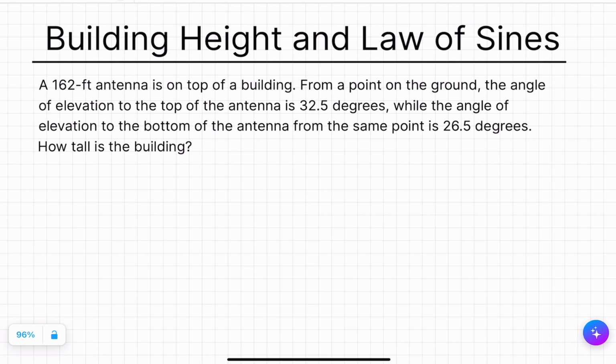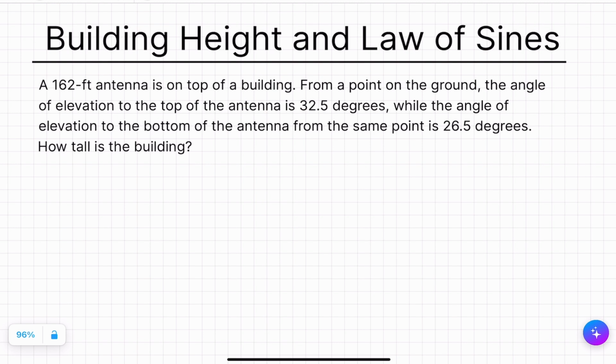Today, I'm using the law of sines to find the height of a building. Let's get started. A 162-foot antenna is on top of a building. From a point on the ground, the angle of elevation to the top of the antenna is 32.5 degrees, while the angle of elevation to the bottom of the antenna from the same point is 26.5 degrees. How tall is the building?